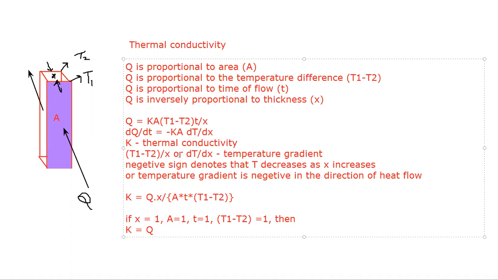Now for the temperature gradient dT/dx or (T1 minus T2) by x, the negative sign in the calculus expression comes because the temperature gradient is negative in the direction of flow of heat. Supposing it is flowing from this part to that part, the temperature at this surface T1 is greater than the temperature at the other end T2. So as we go from this end to that end, the temperature gradually decreases and X gradually increases, meaning the thickness gradually increases. So T decreases as X increases. So the temperature gradient is negative with the direction of flow of heat. That's why this negative sign comes into the picture.